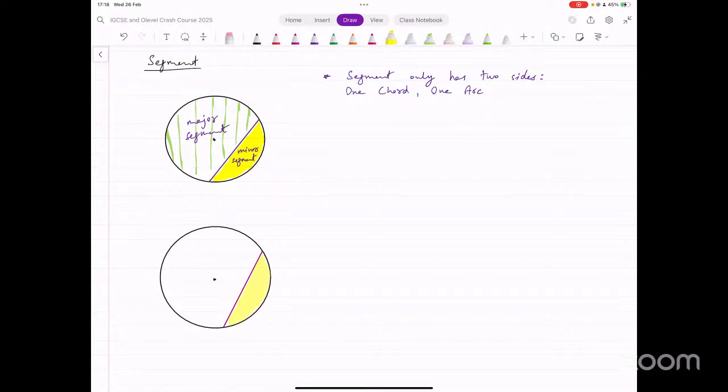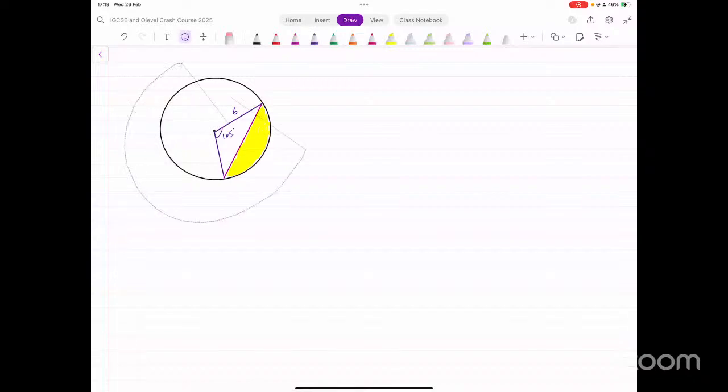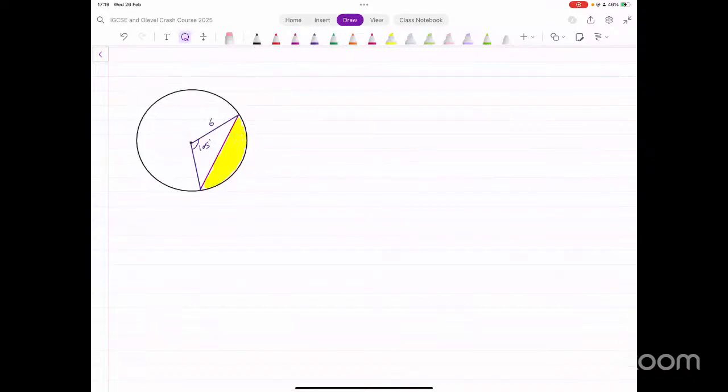Okay. And what information do we have? We know that the radius of the circle is, let's say, 6 units. That's one piece of information that we have. And the angle that we have got here, let's say this angle is 105 degrees. These are 2 pieces of information that were given. And what we are interested in is finding the area of the segment. Now remember, this is a minor segment, right? This is a smaller segment. Area of this minor segment. How can we do that?